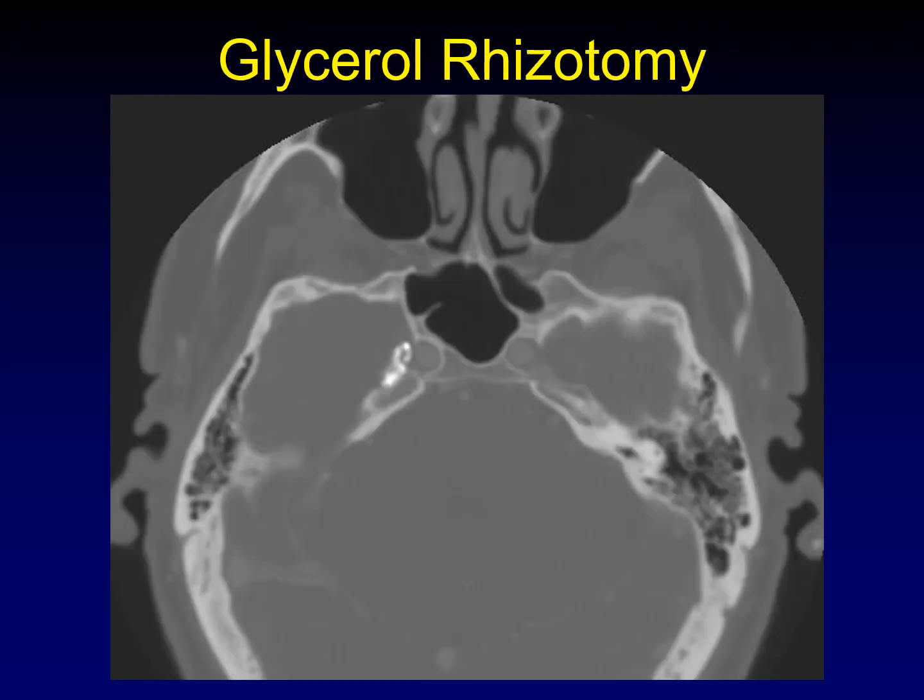This is what a glycerol rhizotomy looks like after it's been performed. You can see the tantalum that accompanied the glycerol filling Meckel's cave. The reason we use the tantalum is so that you can see the glycerol fluoroscopically while it is being injected and ensure that it only fills Meckel's cave and doesn't spill back through the porus trigeminus into the posterior fossa and start killing nerves other than the trigeminal nerve. But this is what it looks like, and you should recognize this CT appearance of someone who has undergone a glycerol rhizotomy.